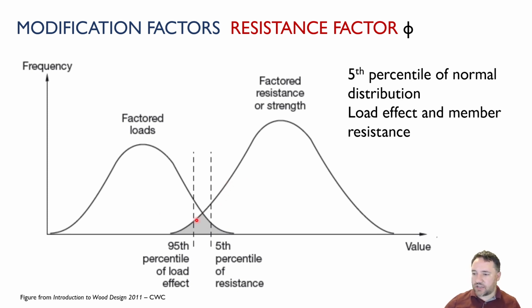But let's say, for sake of argument, that I want to take the 95th percentile of the load effect. So that would be such that 95% of all the loads that the structure sees are going to be below that value.